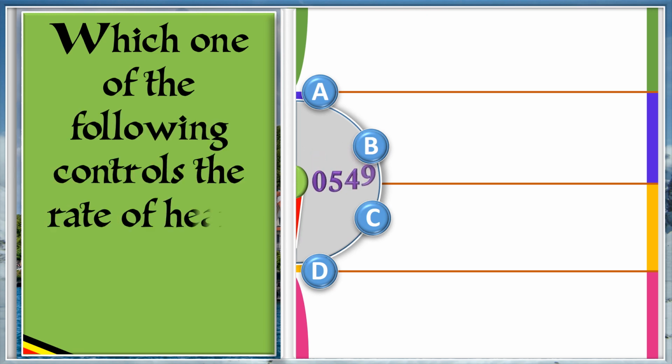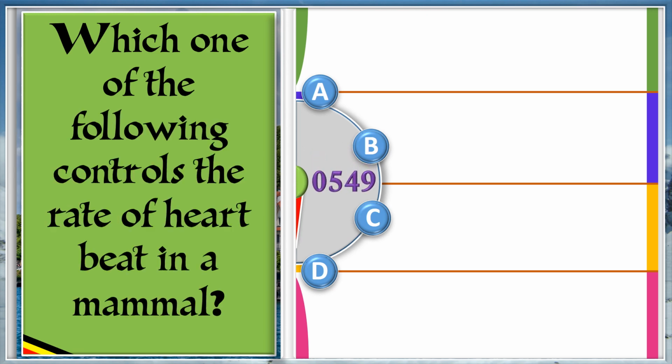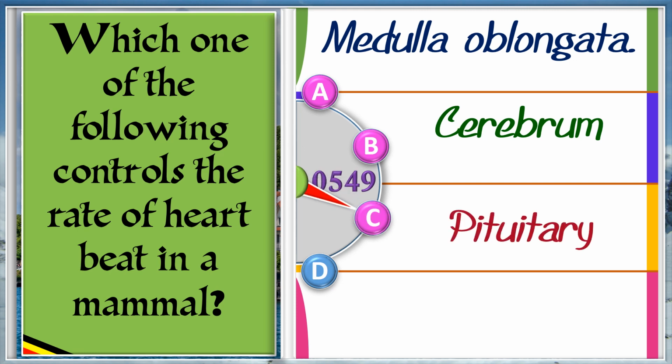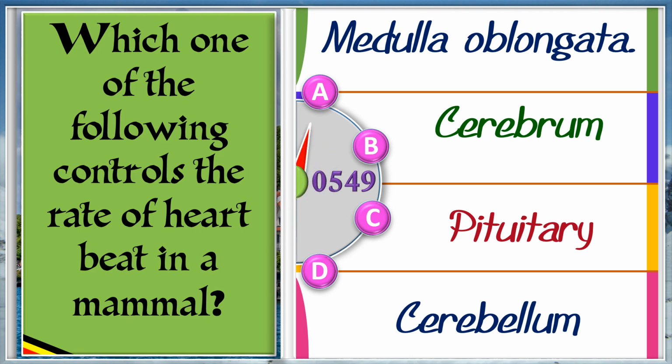Which one of the following controls the rate of heartbeat in a mammal? A. Medulla oblongata. B. Cerebrum. C. Pituitary. D. Cerebellum. And the answer is A. Medulla oblongata.